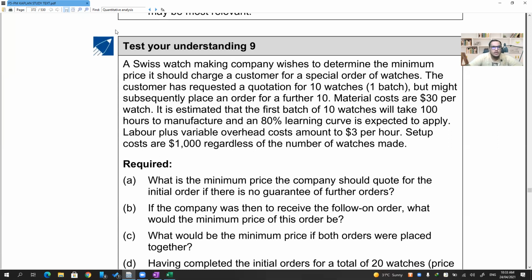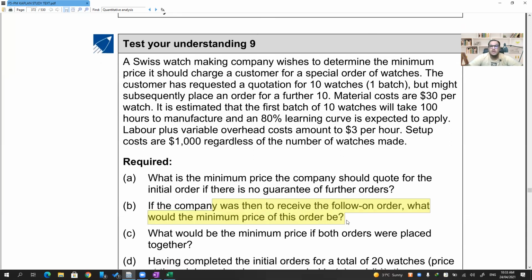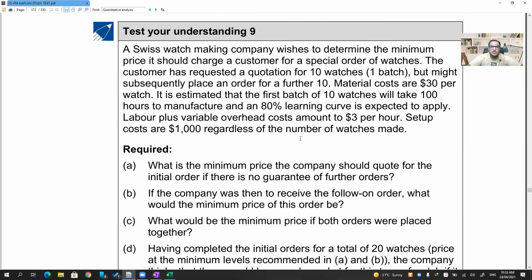Yes, okay. Look at what they're asking you next. If the company was then to receive a follow-on order, what would be the minimum price of this order? So they're telling you first you received the order for 10 units, then another 10 units they have ordered. Second time you don't incur the setup cost. They told you regardless of the number of watches, setup cost is only 1000. Already you set up the machinery, so second time setup cost won't be there.